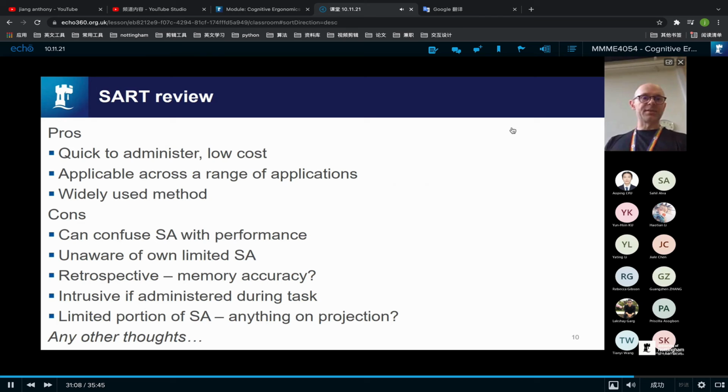So thinking of the cons of this method now, it is possible to confuse situation awareness with performance. I think this is a really big point in that part of situation awareness is knowing how much of the situation you understand. But of course, you don't know what you don't know. So what I'm talking about here is it's difficult to comprehend which bits of the task you don't have an understanding of because you simply don't know. Yeah, there may be something important that you're not recognizing, you're not comprehending, you're not thinking about, you're not aware of.